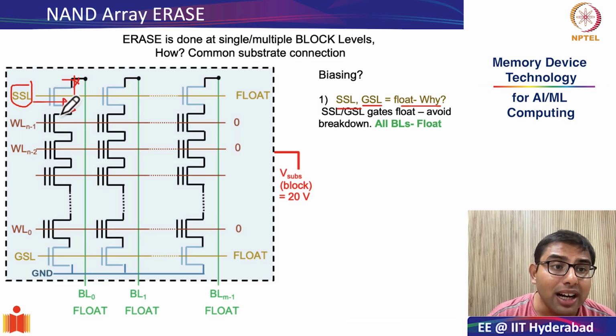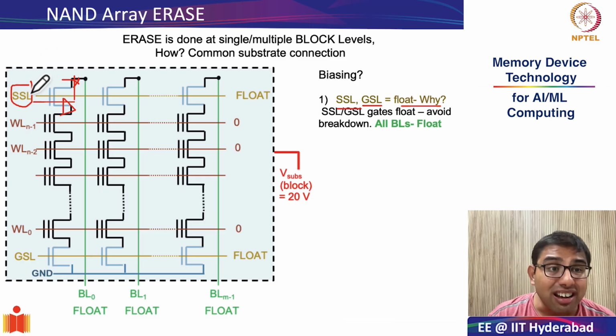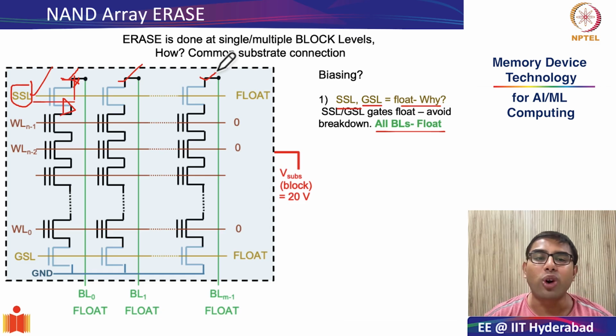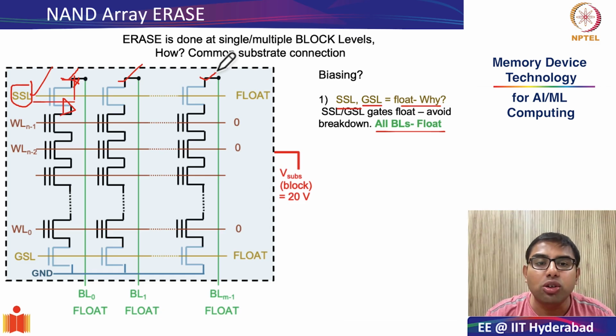So to prevent the breakdown of the source select line transistor and gate select line transistor, it is ensured that the gate terminal and the drain terminal, which are the respective bit lines, are all kept in floating condition. Then only you can have plus 20 volts applied to the substrate.